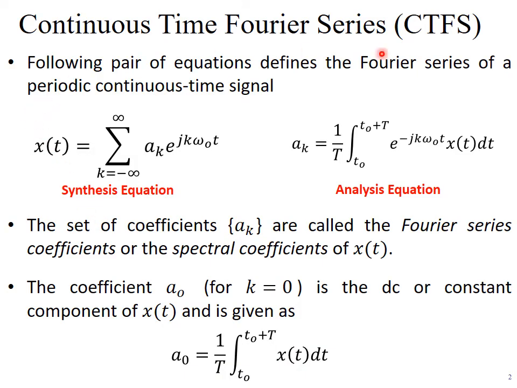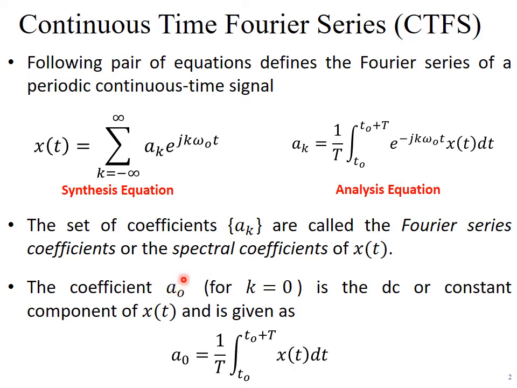So just to review the last lecture in one slide, we had three equations, one of which is the synthesis equation, which is the representation of x of t as a linear combination of complex exponentials, where ak is the analysis equation. It is the Fourier coefficient, also called the spectral coefficients of x of t, and ak can be calculated using this integral.